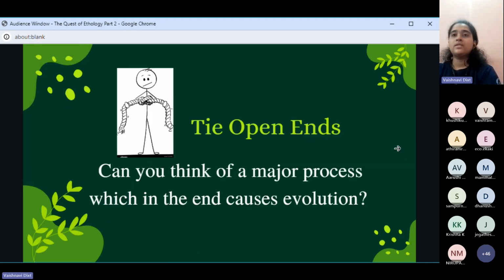First of all, one open-ended question. I missed out a very important process over here. I did mention it, but I didn't tell more about it. At the end, that process causes evolution. Can you think of it? Reproduction, okay. What else? Okay, let me give you a hint. It is related to the genetic level, like it is at the level of the gene. Just think at that level.